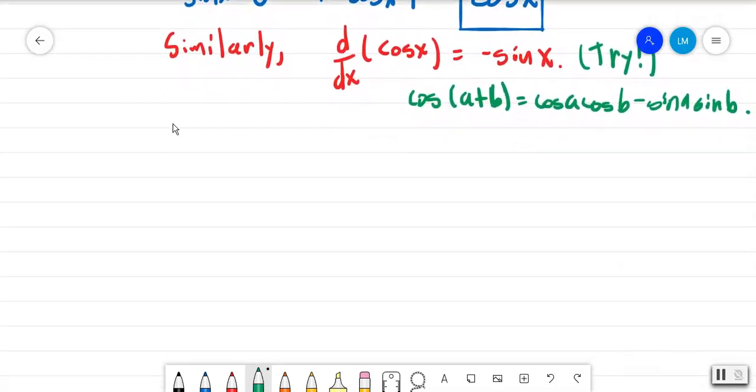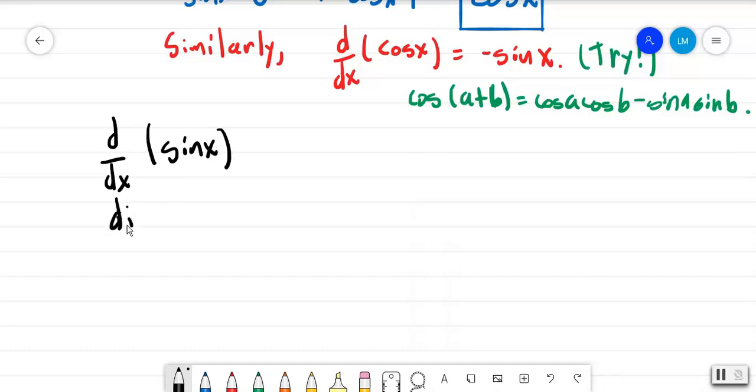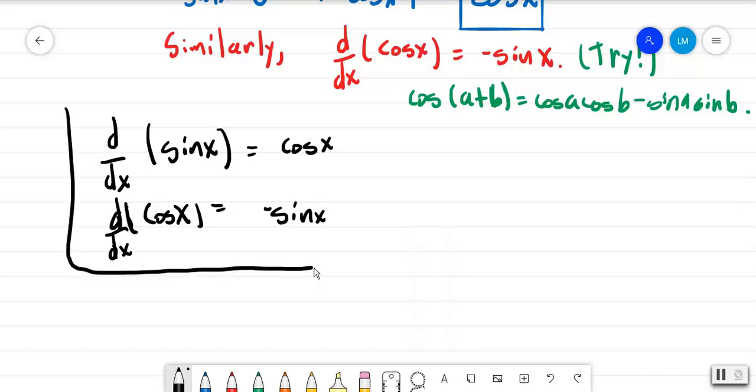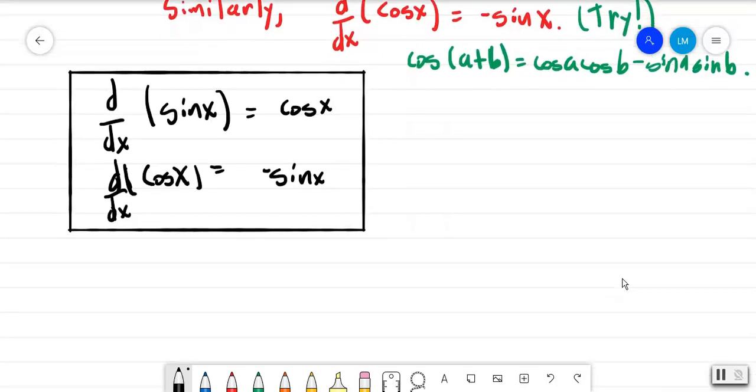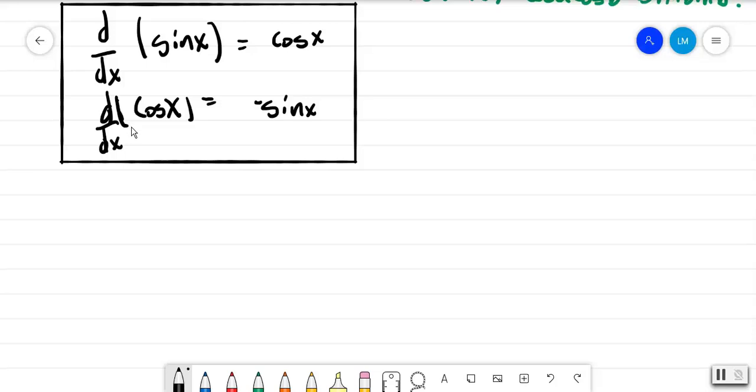Now, once you've established that the derivative of sine of x and the derivative of cosine of x are as follows, we have cosine of x and then we have negative sine of x. Once you've established this, you can find the derivative of any trigonometric function. So with that, you could actually figure out what the derivative of tangent is.